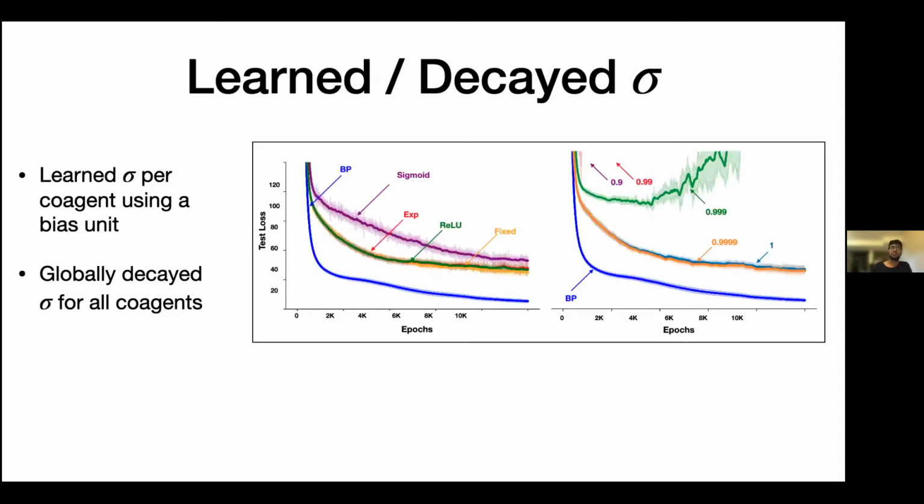We found out that this doesn't help. In the left graph, you will see a learned sigma parameter where the different activations tell you how the sigma parameter was activated, because we need a positive sigma value. So we pass the bias unit through a sigmoid, exponential, or ReLU, and the fixed one is the standard one.